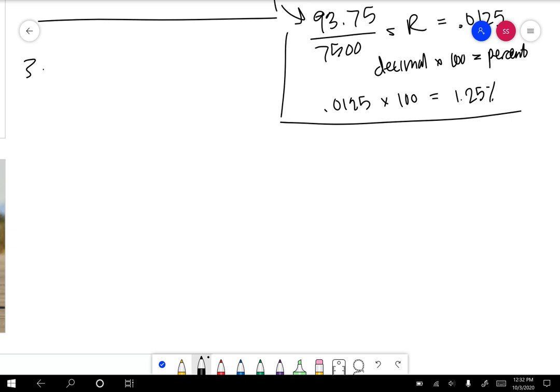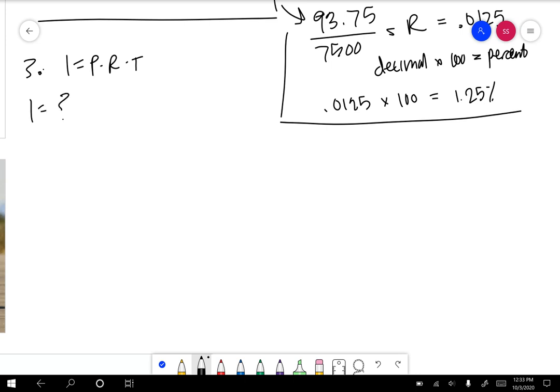So here we have Isabel. When Isabella was born, her parents put $30,000, that'd be nice, $3,000 into a college fund account that earned 7% simple interest. Find the total amount in the account after 18 years. So this one's slightly different too. Still using the same formula. So let's identify what we know here.